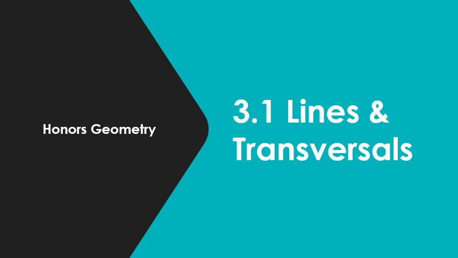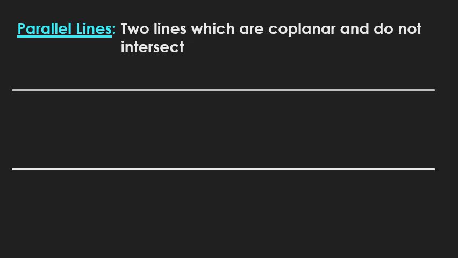Good afternoon. Today we will be talking about section 3.1, lines and transversals. So when we think about lines, we have a couple different kinds of lines that we studied. The first kind is parallel lines. And parallel lines are two, or technically two or more lines, which are coplanar and do not intersect.